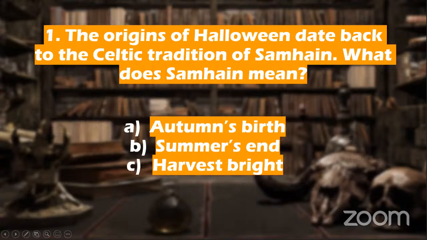Question number 1. The origins of Halloween date back to the Celtic tradition of, of summer. What does this mean? Does it mean A, autumn's birth, B, summer's end, or C, harvest bright?